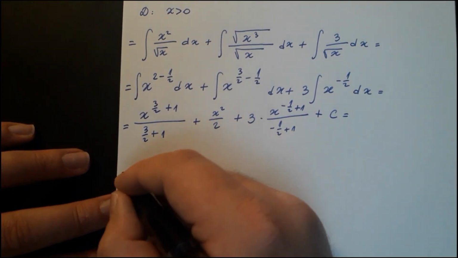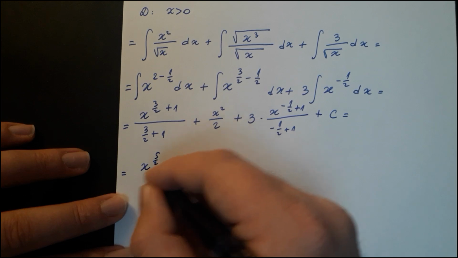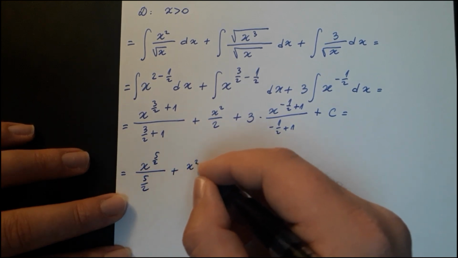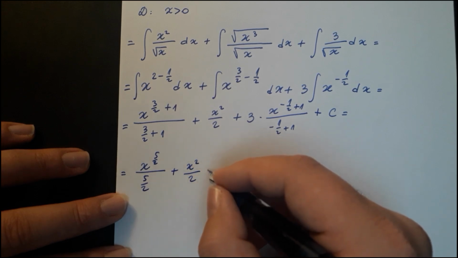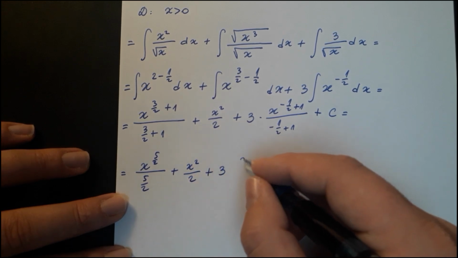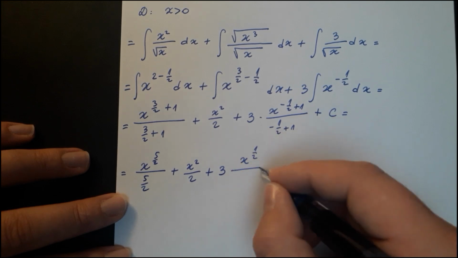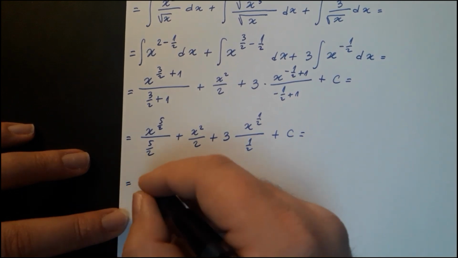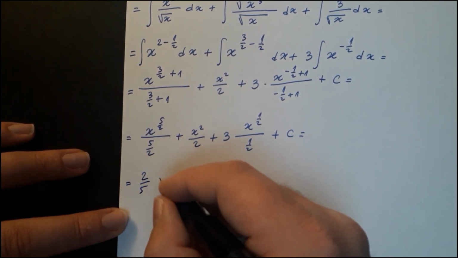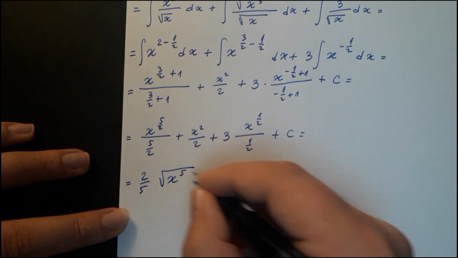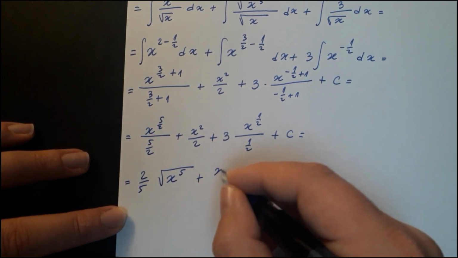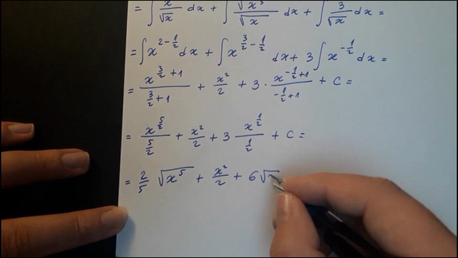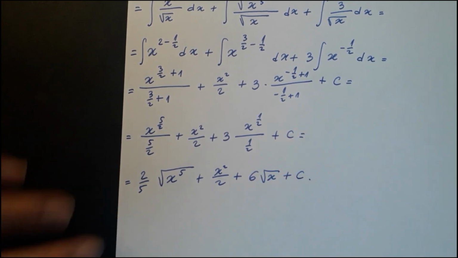This is then equal to x to the power 5/2 divided by 5/2 plus x squared divided by 2 and plus 3 x to the power 1/2 divided by 1/2 plus c. This is equal to 2 divided by 5 square root of x to the 5th power plus x squared divided by 2 plus 6 square roots of x plus c.